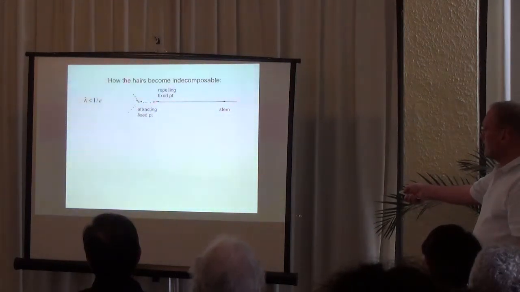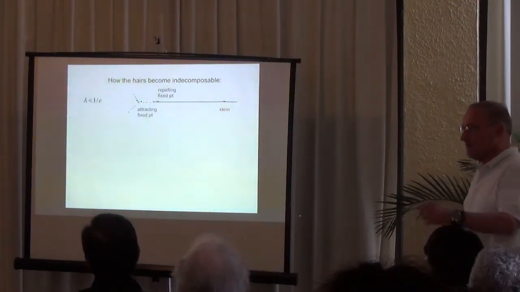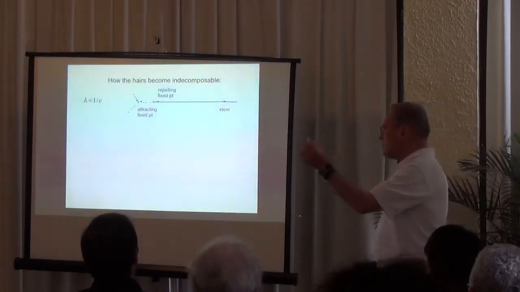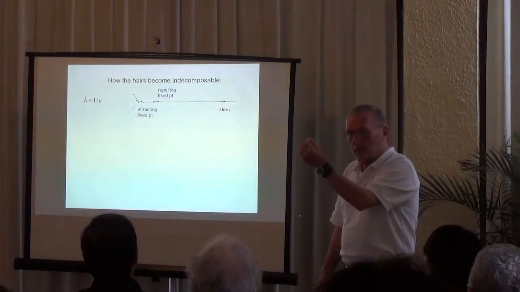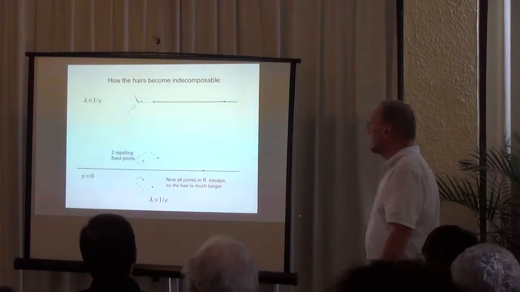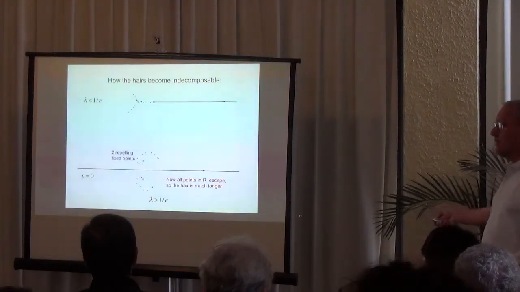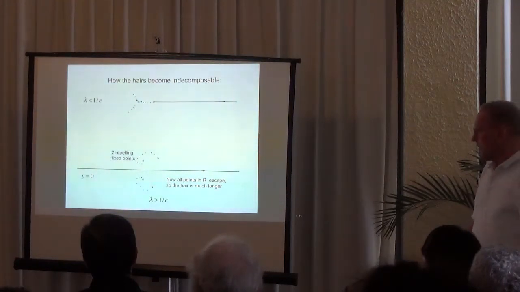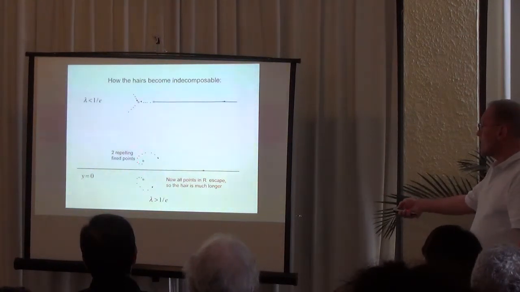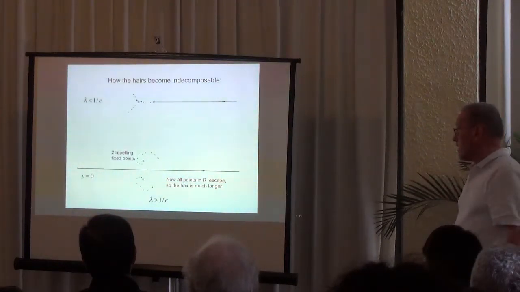There was a repelling fixed point right there, and to its left there was an attracting fixed point. And as lambda approached 1 over 8, those two fixed points came together and then suddenly disappeared. And when lambda was greater than 1 over 8, suddenly all points on the real line went to infinity. In fact, those two fixed points reappeared as repelling fixed points in the upper and lower half planes.